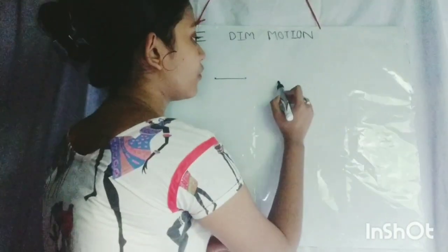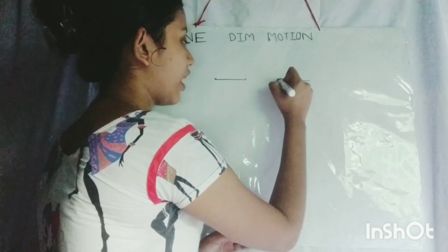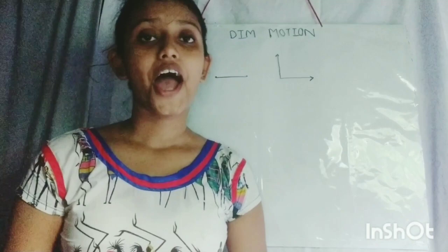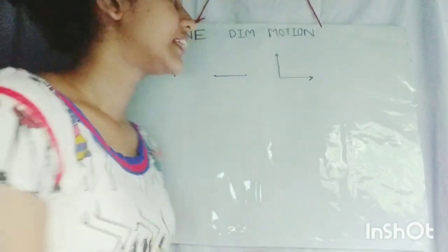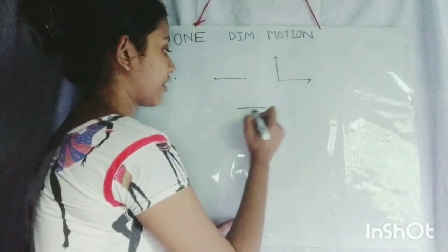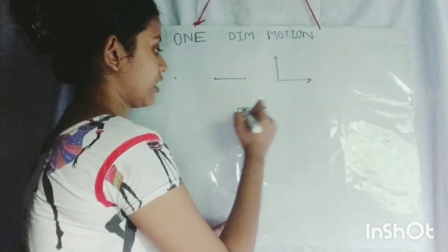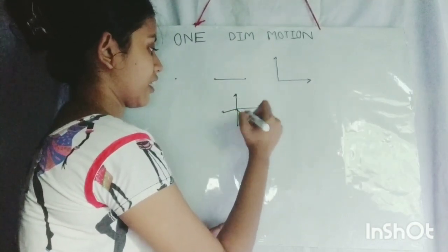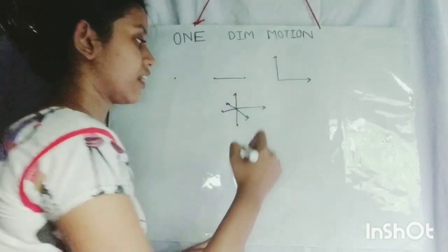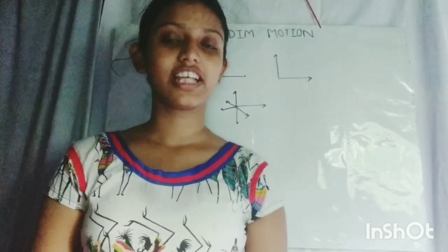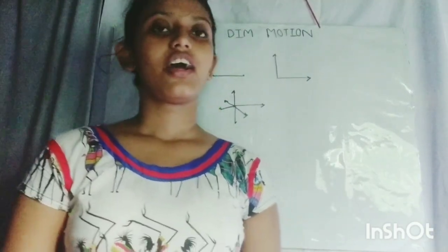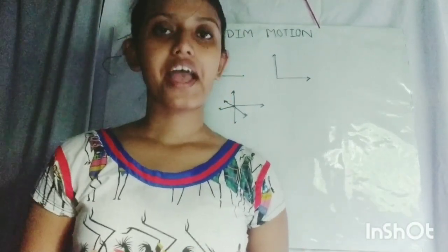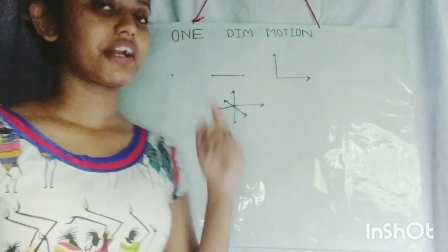Similarly, if we take two one dimensions perpendicular to each other, then what will I get? I will get the two dimension. Similarly, if we have three one dimensions, then I will get the three dimension. So don't get so hazy about dimension. I have to choose here the one dimension.